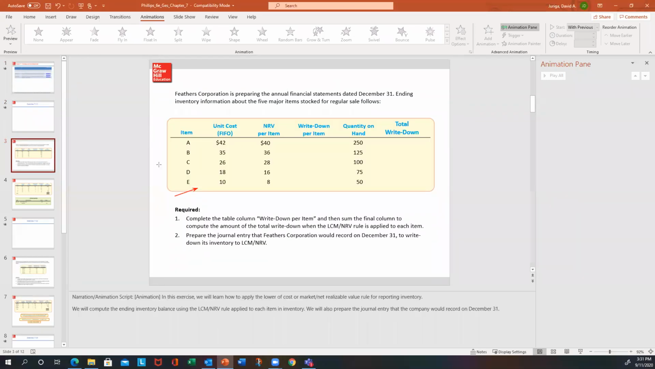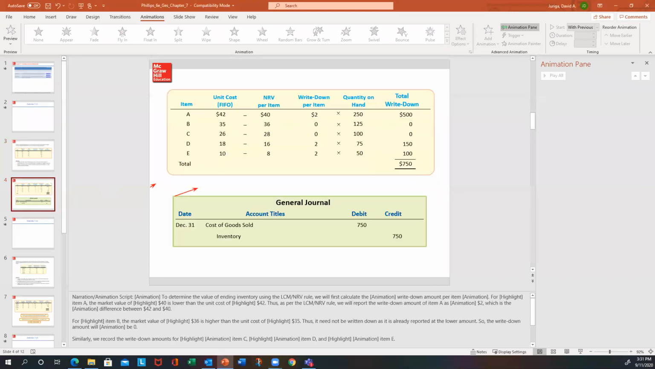You'll see that we've got items A through E. Again, this is a FIFO situation, but we've got the unit cost in one column, and then the NRV, which they say is the net realizable value, which we're just going to call the market value. And they've got how many units are on hand. So again, what we'll be doing is comparing our cost to the market. And anytime our cost goes below the market value, there's going to be a write-down situation. And then that write-down will be incorporated into cost of goods sold. All right. So on the next slide, let's take a look.